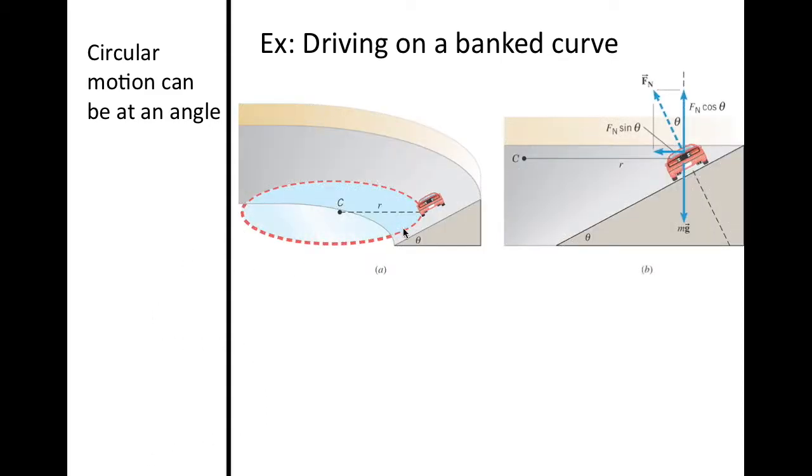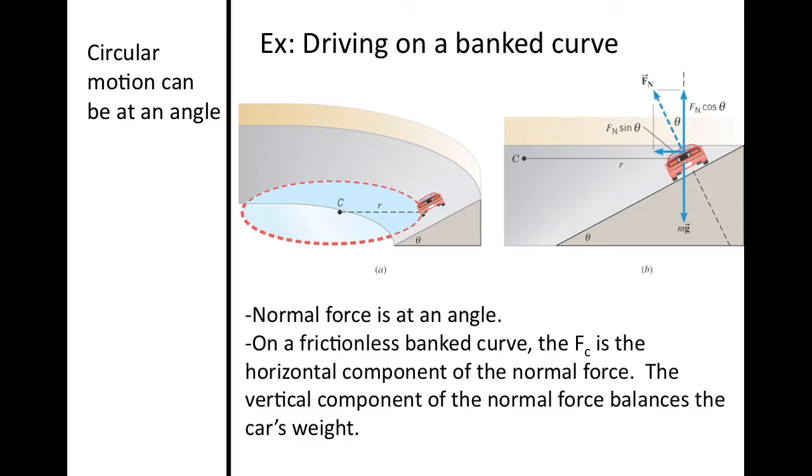Circular motion can be at an angle. For example, if you're driving on a banked curve, which looks like the picture on the left, the normal force is always perpendicular to the incline, which is true for any incline problems that we work with. On a frictionless banked curve, the centripetal force is the horizontal component, which is located right here, and it is going towards the center. The vertical component of the normal force balances the car's weight. And so, as you can see, which is true for all our previous problems when solving for objects at an angle, we have to take into account the x and y components.